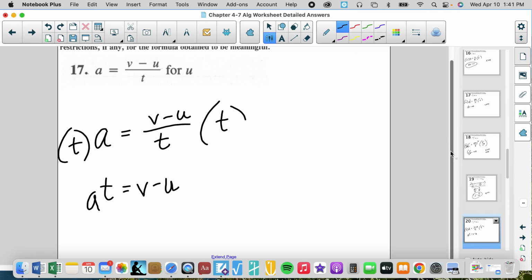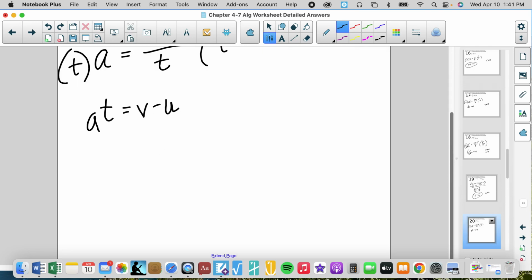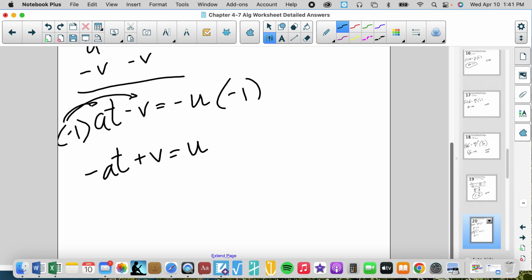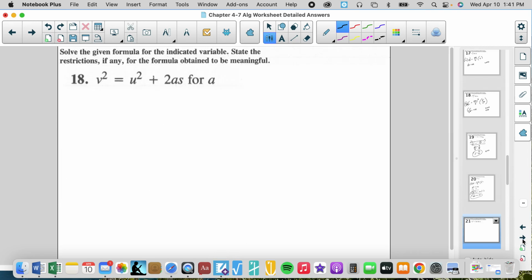And now we can move the V. So we'll subtract V. Here's a little trick. Did you remember to keep the negative with the U? Hopefully you did. And then we will multiply everything by -1. When we multiply, we have to multiply all the things on the left side. So that's going to be opposite of AT plus V equals U. That's a little tricky one.